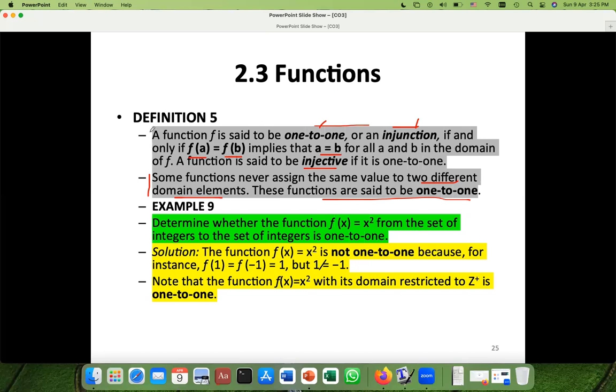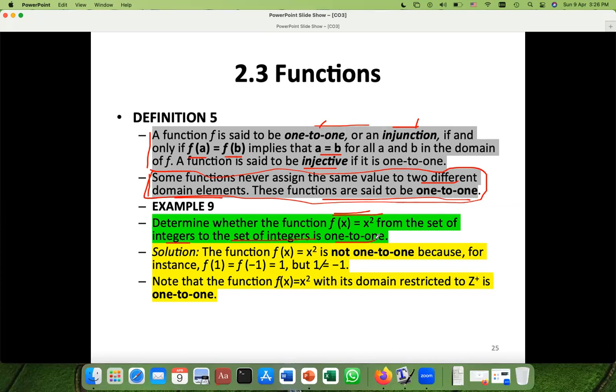But this definition is a little bit complicated. So that's why I didn't remove this sentence, and it is giving you the easy meaning of one-to-one, that you don't have to assign the same value. For example, here we have the function f of x equals x squared. What is the domain? From the set of integers to the set of integers. The function is given to you, and you have to show whether it is one-to-one or not.